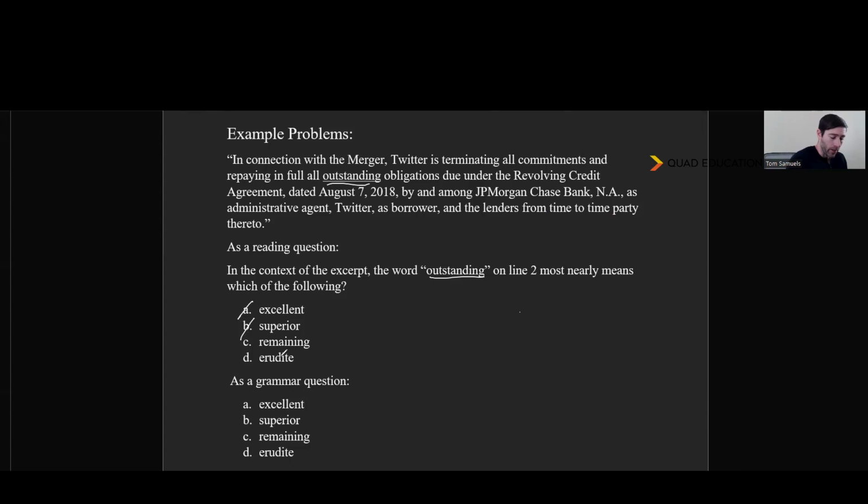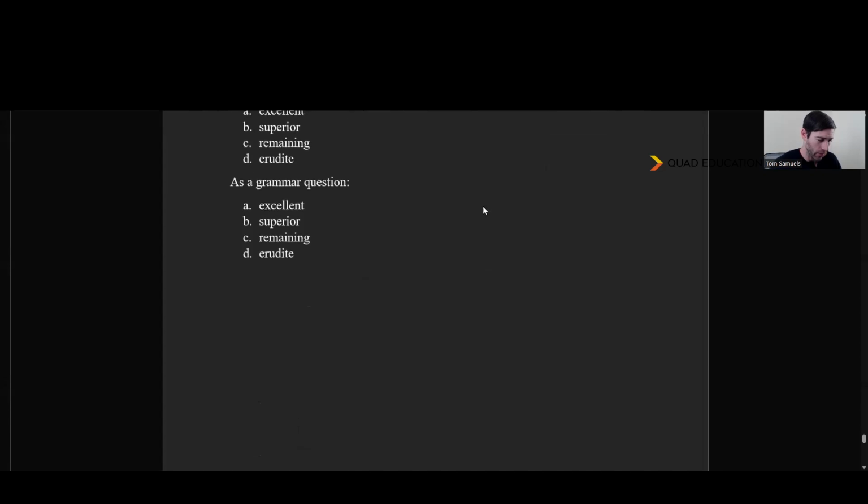And then we have remaining and erudite. And erudite means something completely different. It means educated and smart sounding. And I've included that there as a trap answer. And that leaves us with what's left over. And the grammar question here is exactly the same options. It's just there's no question given. It's just pick one, which is how they'll present it in the English and writing sections. Okay, let's clear out my scribbles there and move on to our next example question.